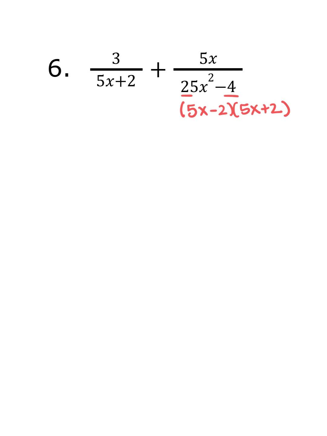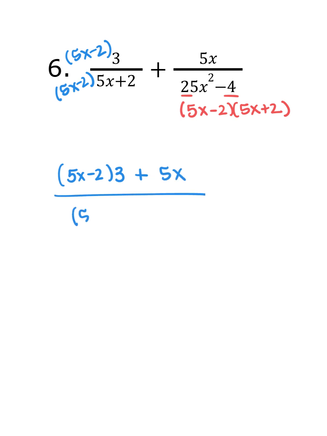So the second one has the 5x plus 2 that the first one has. It's not missing anything. The first one is missing the 5x minus 2, so this one needs to be multiplied by 5x minus 2. But that second one doesn't need to be multiplied by anything. It has everything in the denominator. So I'm going to have (5x minus 2) times 3, plus 5x, all over (5x minus 2)(5x plus 2).